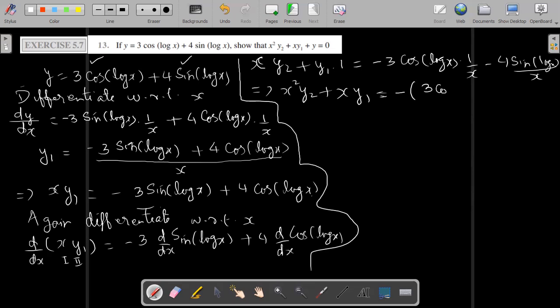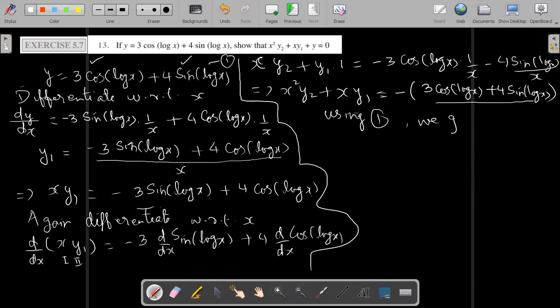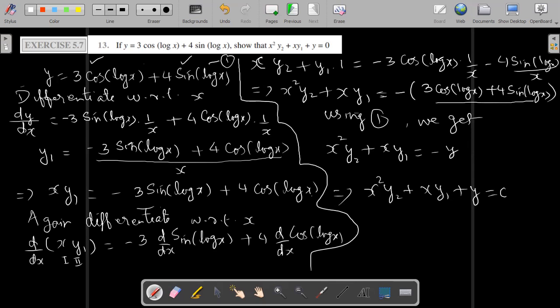So we have 3 cos log x plus 4 sine log x, and this whole term is y, that is our equation number 1. So using the first equation, we get x² y2 plus x y1 is equal to minus y. And this you can bring to the left side. So we got the result x² y2 plus x y1 plus y is equal to 0, and proved.